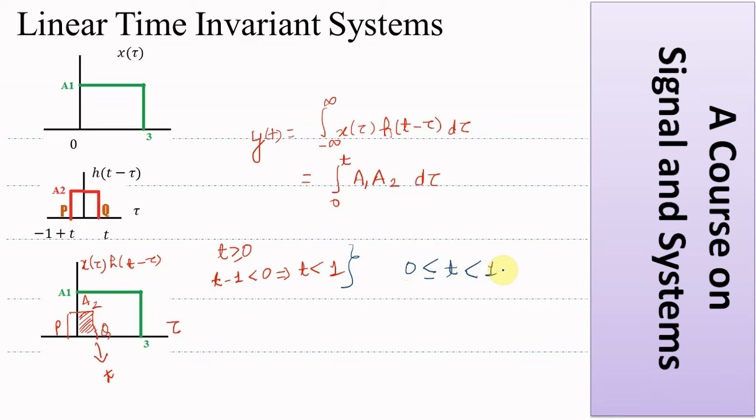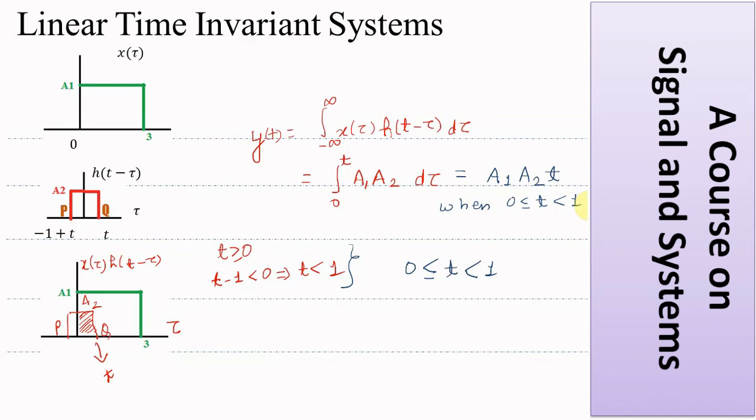and therefore I can directly write that this y of t is basically a1 into a2 into t when time t is in between 0 to 1. Remember, there is no equality at 1. And this a1 a2 into t is the convolution of x of tau and h of t minus tau for a value of t which is between 0 to 1, not including 1.